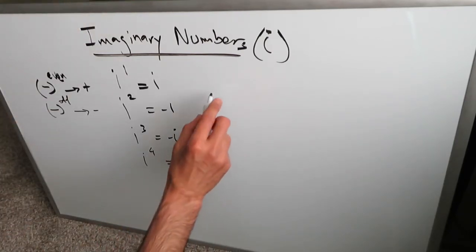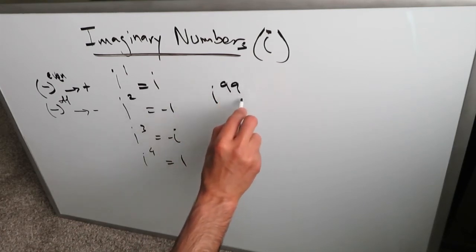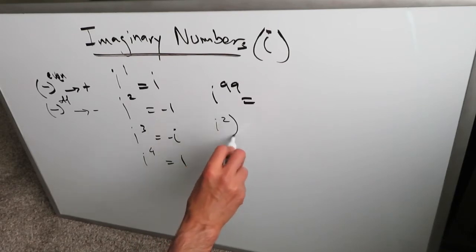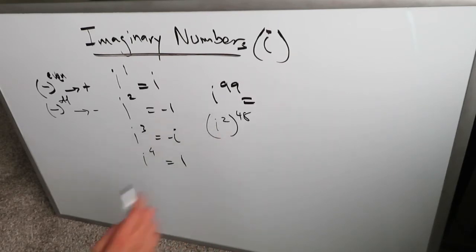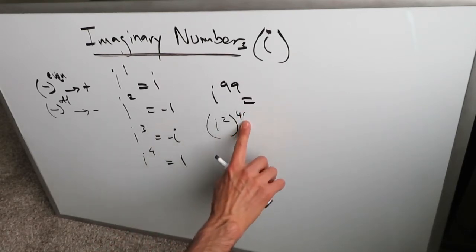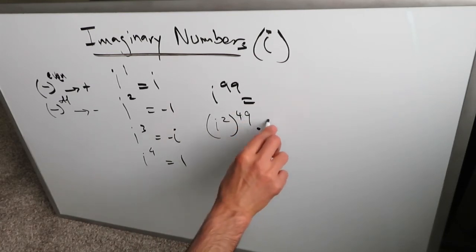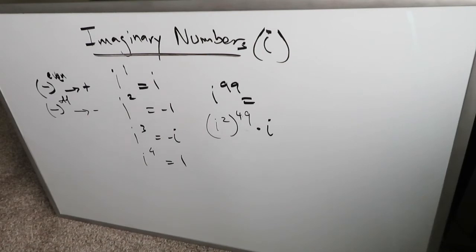What if someone gave you this as a question to do? i to the power of 99. How would you go about it? Again, use any of these. You can do i squared to the power of 48, or should I say to the power of 49, times i. What's 49 times 2?